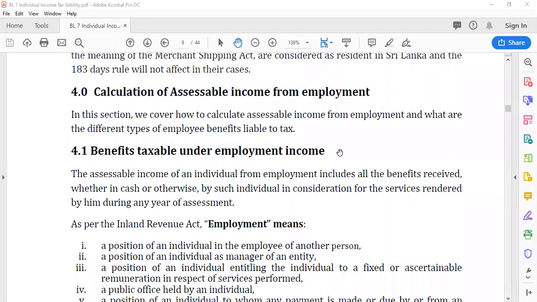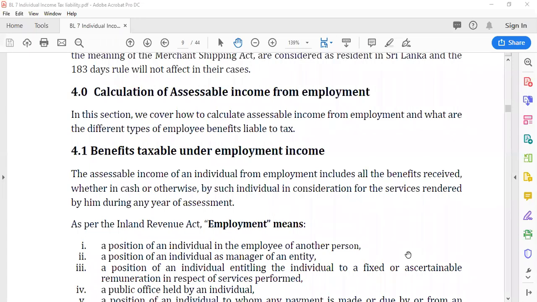Calculation of assessable income from employment. As we discussed earlier, there are four different categories of income for tax. The first one is income from employment, then income from business, income from investment, and income from other sources. In this section, we cover how to calculate assessable income from employment and what the different types of employee benefits liable to tax are.